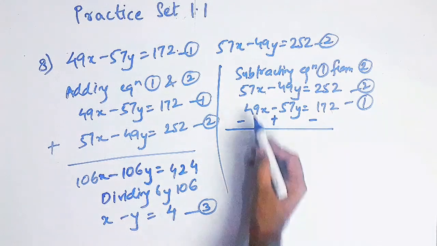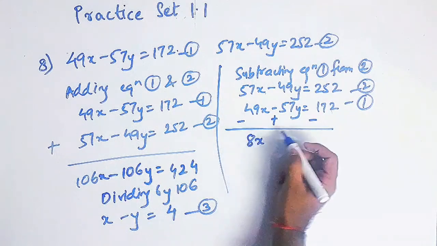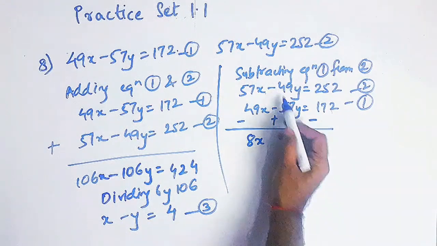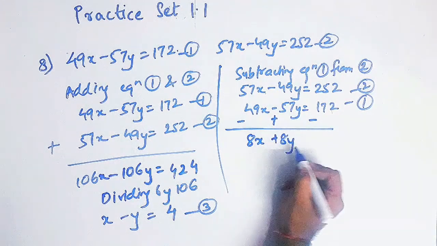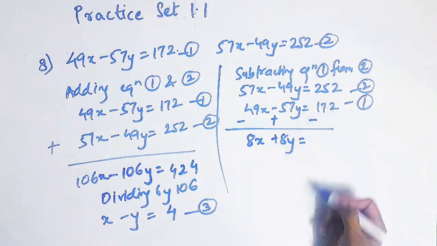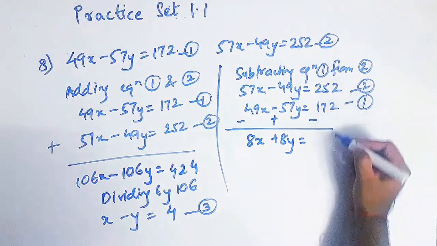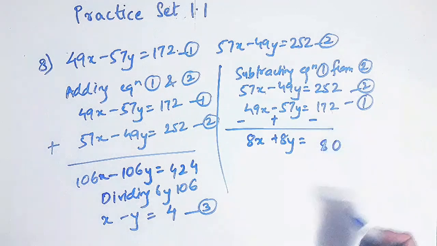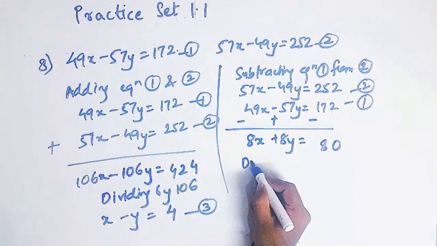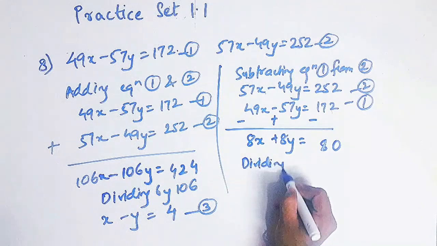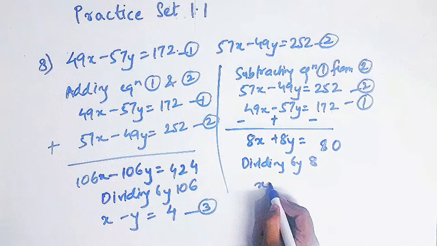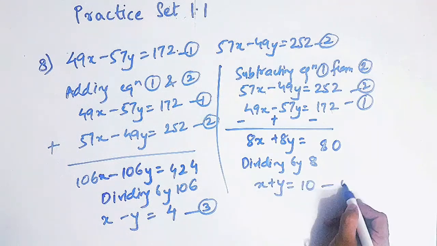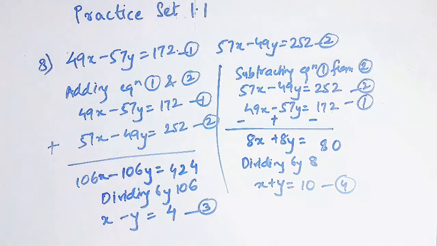Now 57 minus 49, very easy, it is 8x, and here also 57 minus 49 is again plus 8y, and here 252 minus 172. Let us check this. 2 minus 2 is 0. 7 plus 8 is 15, 1. So 80. Very simple. Which number will we use? Dividing by 8, we'll get x plus y equals 10. Equation number 4. So we'll have only these two equations now to get x and y, which looks very easy.